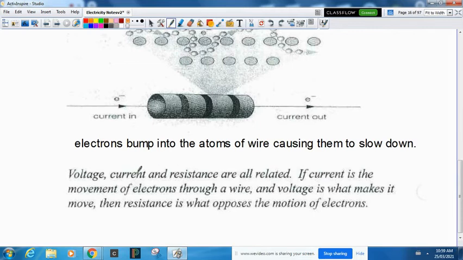So what causes this? That's when electrons are trying to flow through, but they bump into other atoms. Okay? And so voltage, current, resistance, they're all related. If current is the movement of electrons through a wire, voltage is what makes it move. Then that means resistance is what opposes its motion.